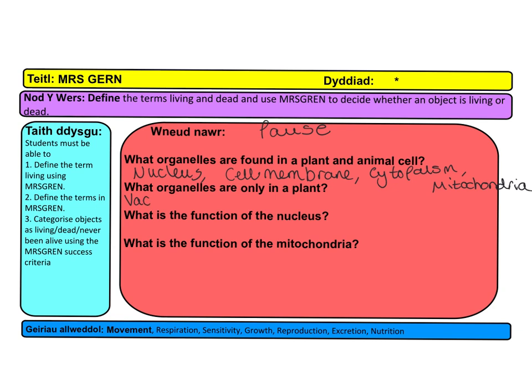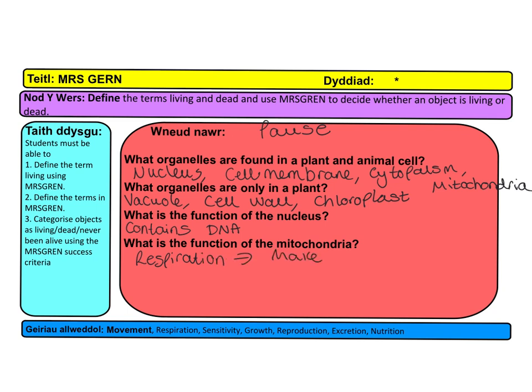In just a plant then, you've got your vacuole, cell wall, and chloroplast. Okay, what is the function of the nucleus? It contains the DNA, which means that it contains all the information of the cell. What is the function of the mitochondria? It's the place where respiration takes place. So it's where we make energy.